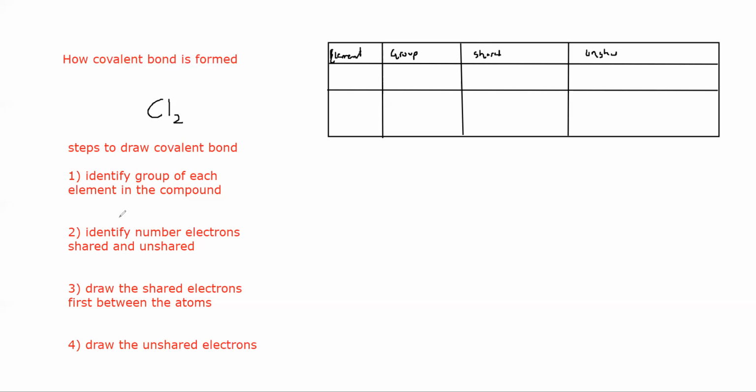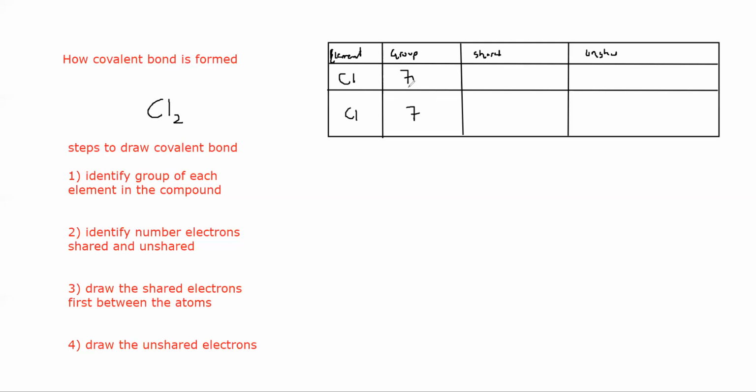So first step is identify group of each, because Cl2 means the elements present are chlorine and chlorine, because Cl2 means two chlorine are there. And chlorine belongs to which group? Chlorine belongs to group 7. How many electrons will be there in the last shell? The group number means the number of electrons in the last shell. So both belong to group 7.